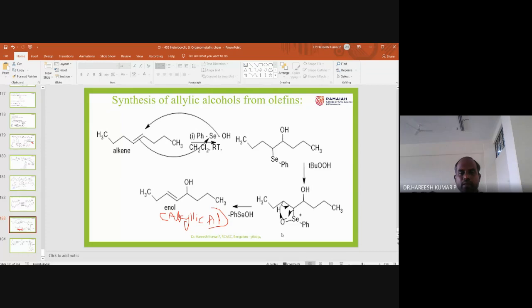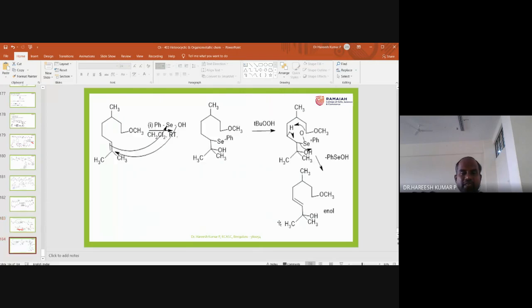Okay. So with this, I will go to the next slide. In the next slide also, I am taking one more example of allylic alcohol preparation. I think you are aware of this. It's a natural product, more particularly a terpenoid, a monoterpenoid. Of course, there is a double bond. To this double bond, phenyl selenyl hydroxy group is added. SePh will add to one carbon atom, OH will add to another carbon atom. So that is how a compound is obtained.